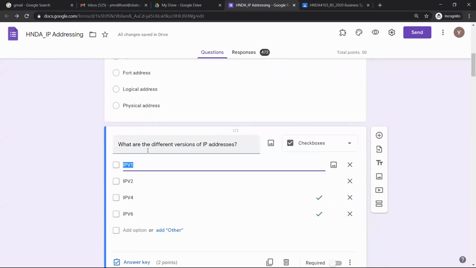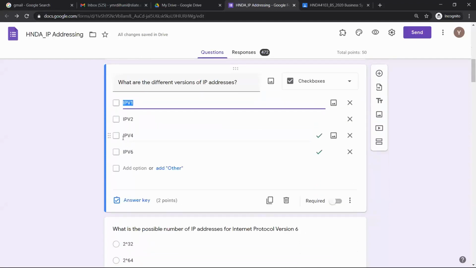And second question, what are the different versions of IP addresses? When it comes to IP addresses, there are 2 different versions called IPv4 and IPv6. Remember 4 and 6.